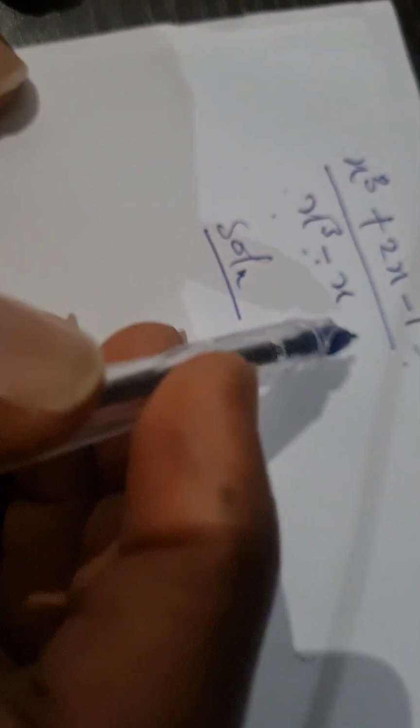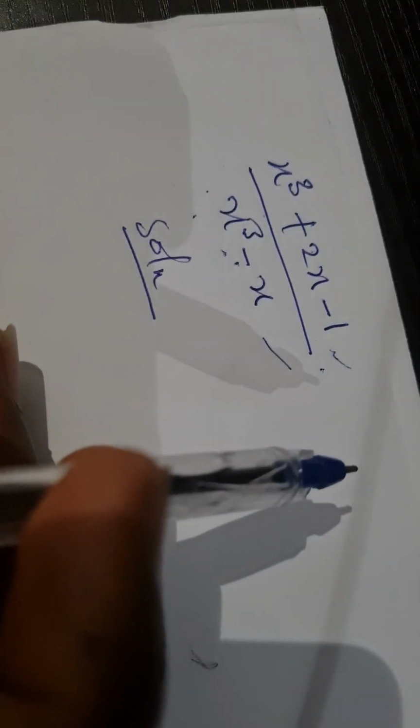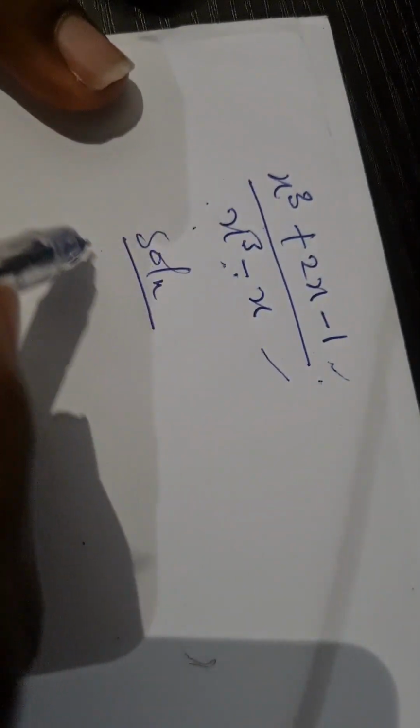Now to resolve this, let's do it. To divide this, from rule 1, the numerator must be lower in degree than the denominator. Else, you have to convert it to a sum of a quotient and a proper fraction. So how do we do this? We first of all will divide it.